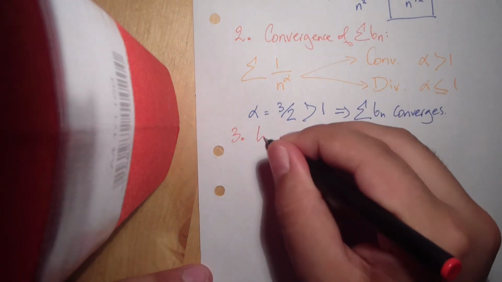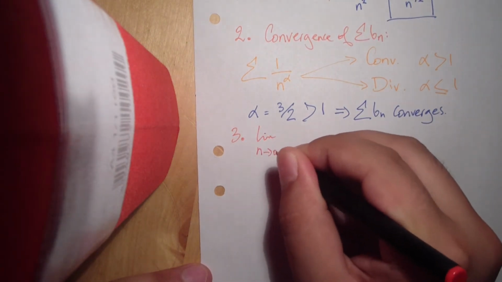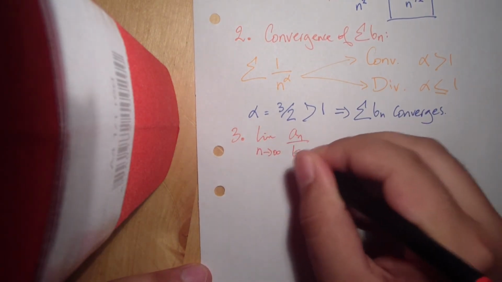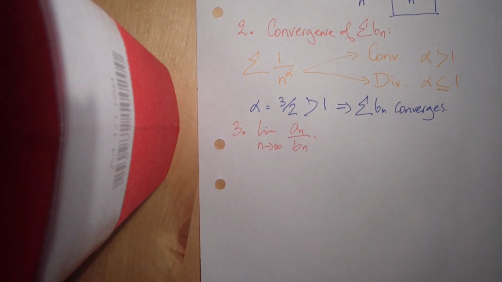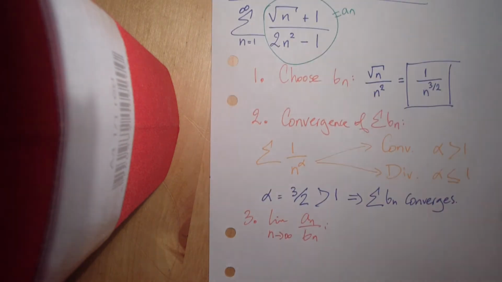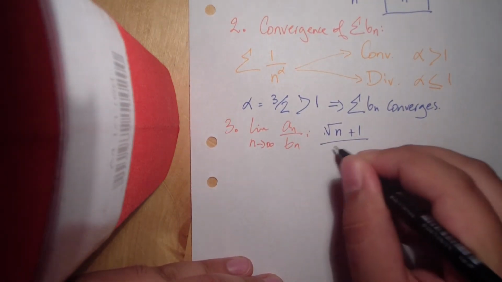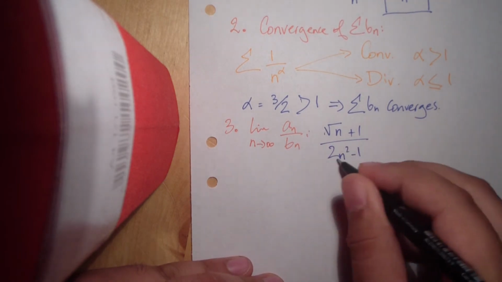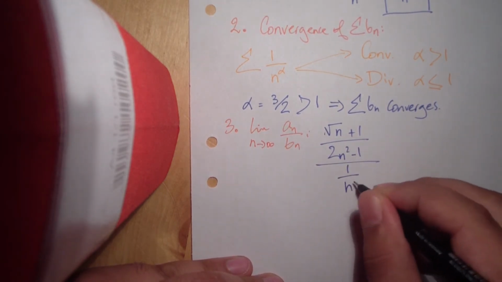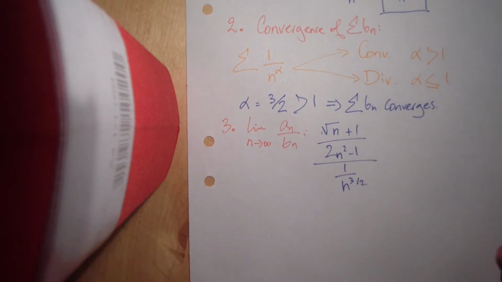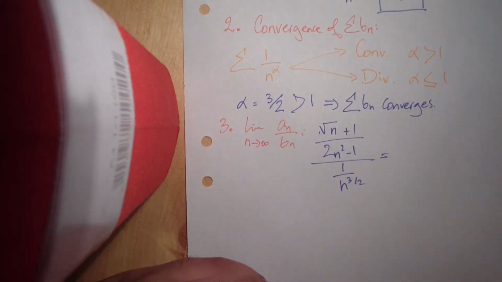So we just compute the limit as n goes to infinity of An divided by Bn. Our An is this: square root of n plus 1 divided by 2n squared minus 1, and we divide it by our Bn, which is 1 divided by n to the power 3 over 2.